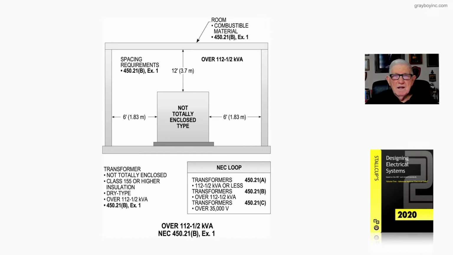112.5 kVA or over 112.5 kVA. And that's kind of how we divide these transformers. And then notice 450.21(a) in the NEC loop, we're dealing with transformers 112.5 kVA or less. Or 450.21(b) is in boy, we're dealing with transformers over 112.5 kVA.